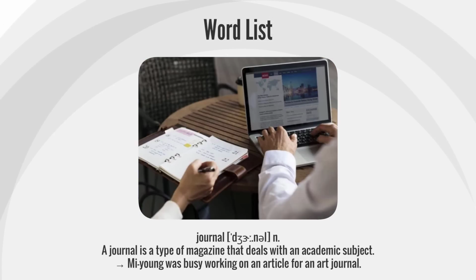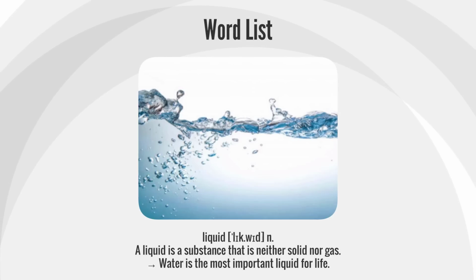Journal. A journal is a type of magazine that deals with an academic subject. Mi-young was busy working on an article for an art journal. Liquid. A liquid is a substance that is neither solid nor gas. Water is the most important liquid for life.